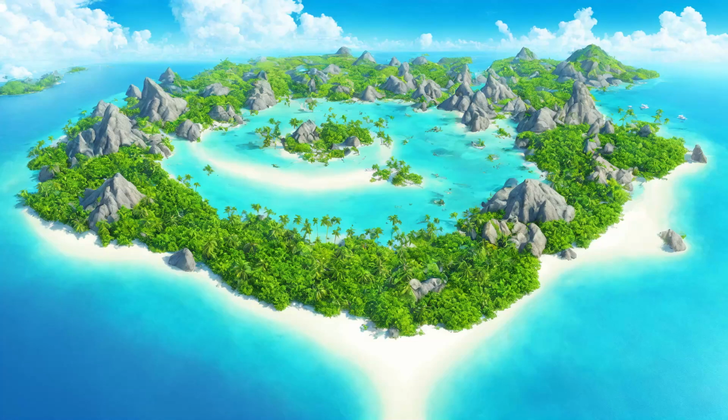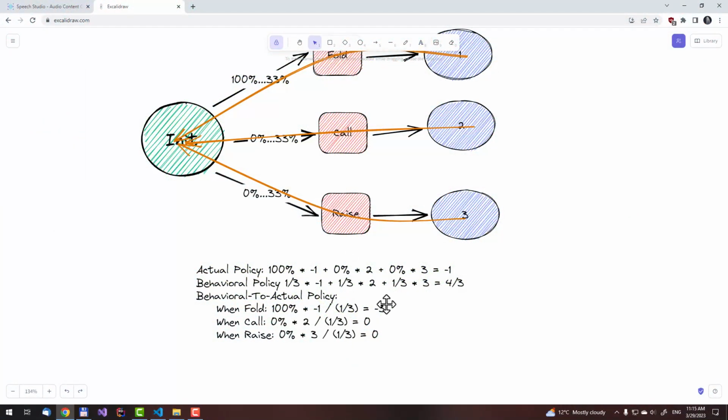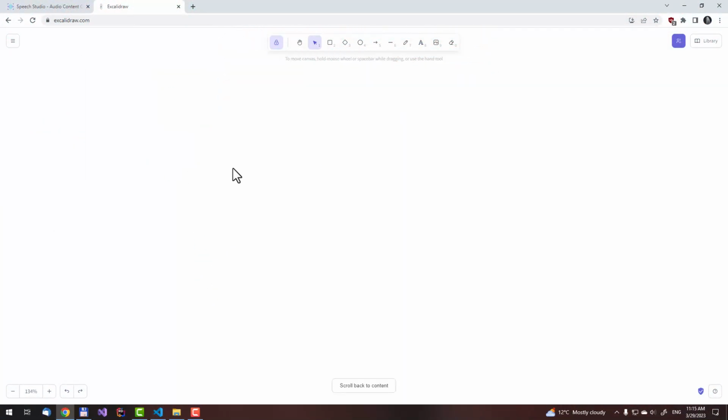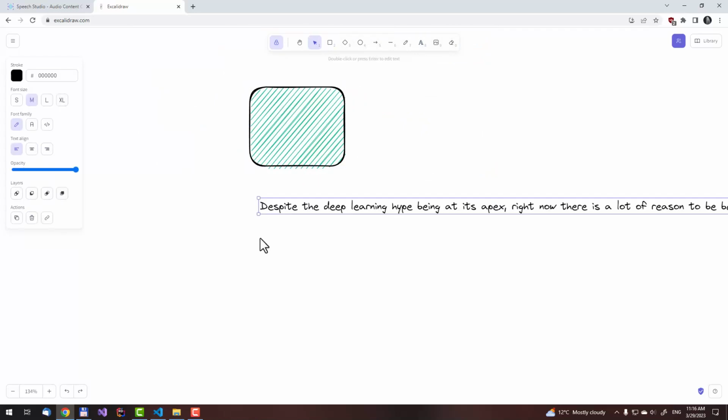Despite the deep learning hype being at its apex, right now there is a lot of reason to be bearish on the whole field of machine learning. If you are watching this video in the future, you might not be aware of it, but right now there is a large amount of noise and furor about how chatbots are going to get rid of programming jobs or how they'll replace artists. It doesn't at all feel like these sentiments are ironic.